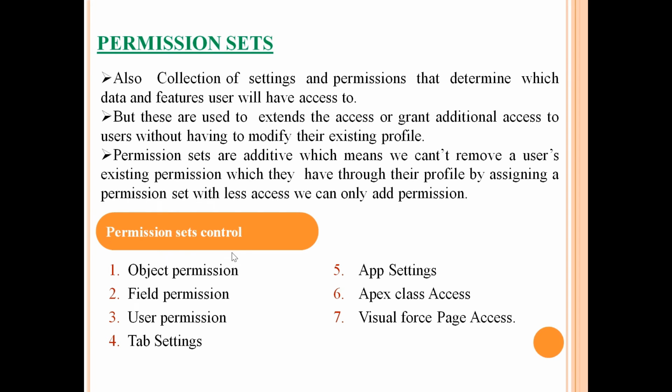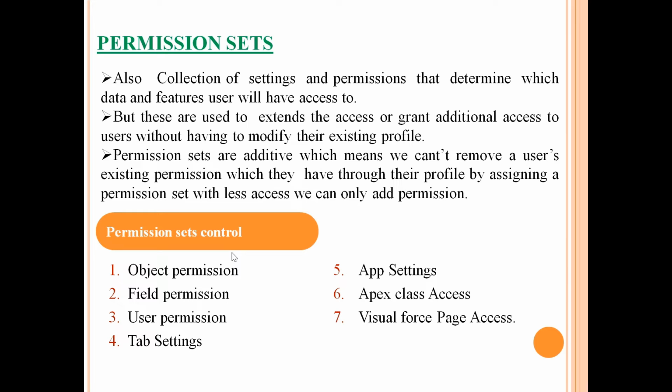Then after that comes permission sets. Permission sets are also a collection of settings and permissions that determine which data and features a user will have access to. Permission sets are similar to profiles, but they are used to extend access or grant additional access to users without having to modify their existing profile. A permission set gives additional access to users who are already assigned a profile.